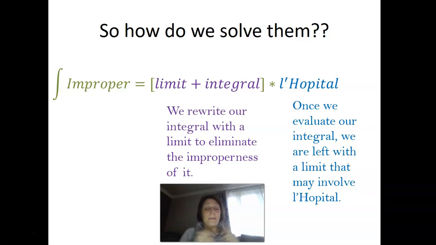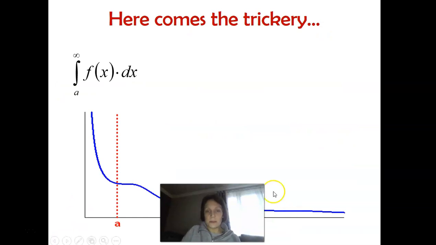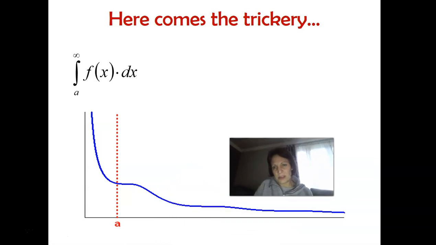So remember your infinity over infinity, infinity times 0, remember all those good indeterminate forms? Infinity minus infinity is a big one here. If we get them, we have to use L'Hopital. Okay, so let's talk about how we do it for reals. All right, this is the first example here. I call this trickery, and you'll see why.